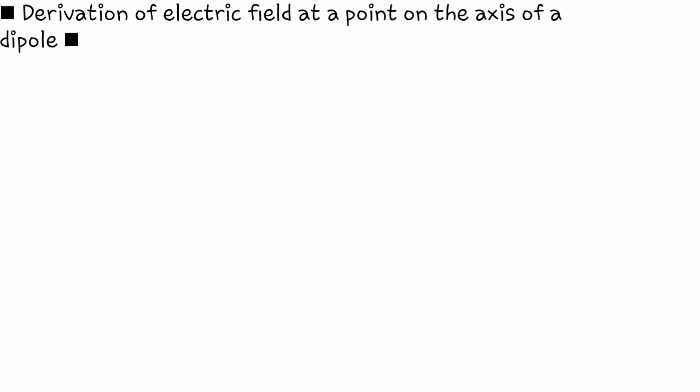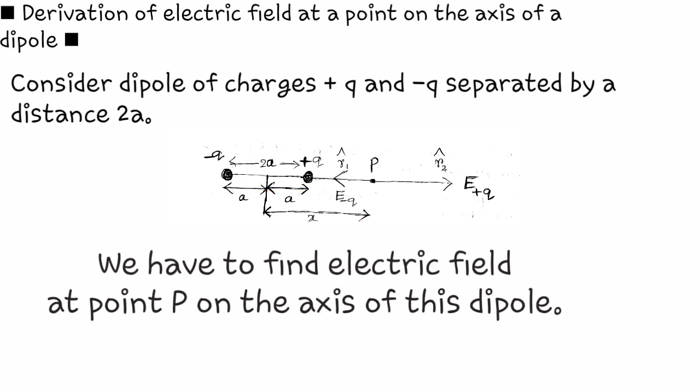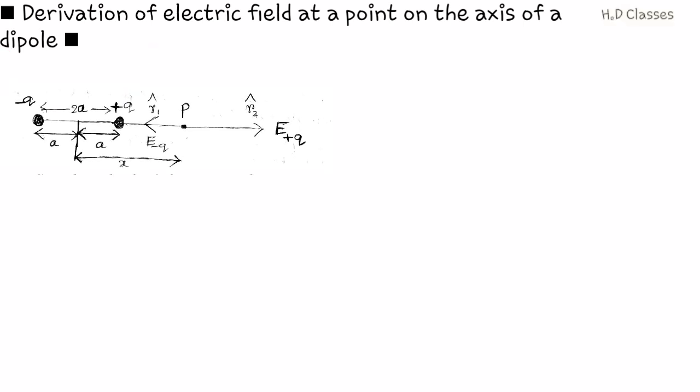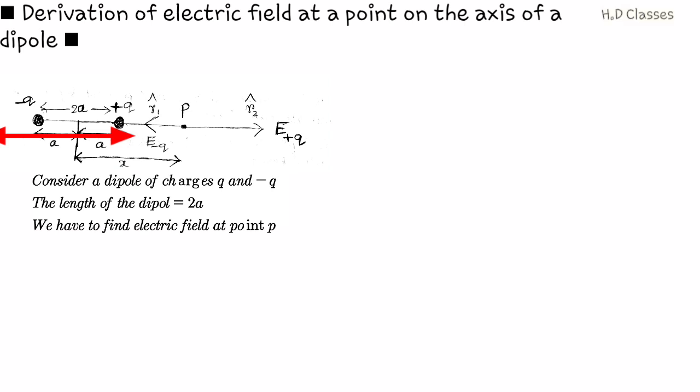Now we will derive the expression of electric field at a point on the axis of a dipole. Consider a dipole of charges plus q and minus q separated by a distance of 2a. We have to find the electric field at point P, which is at a distance x from the center of the dipole.